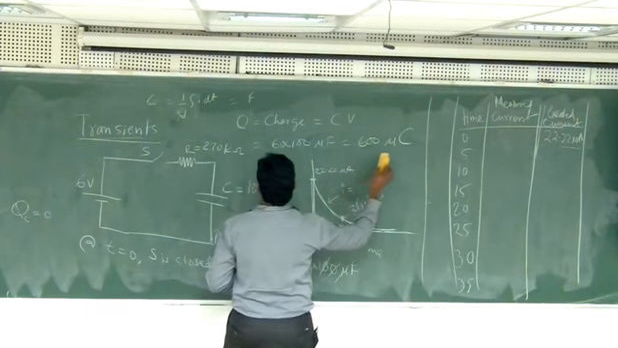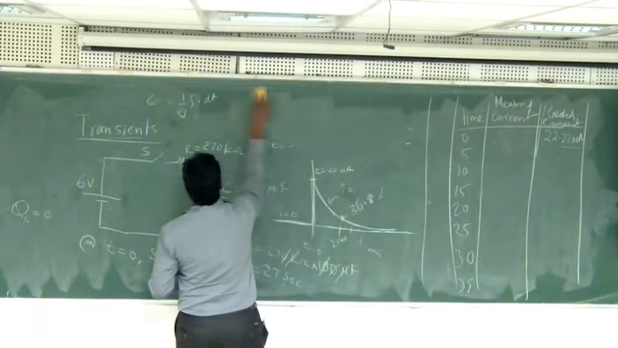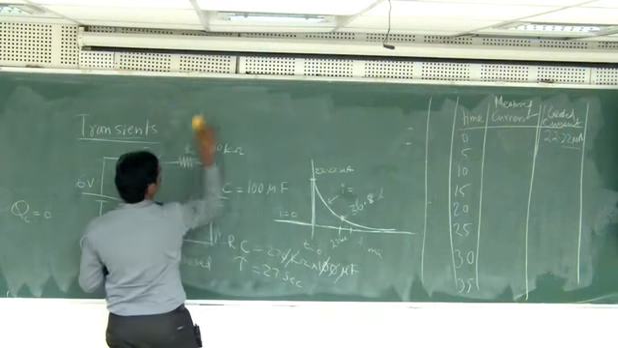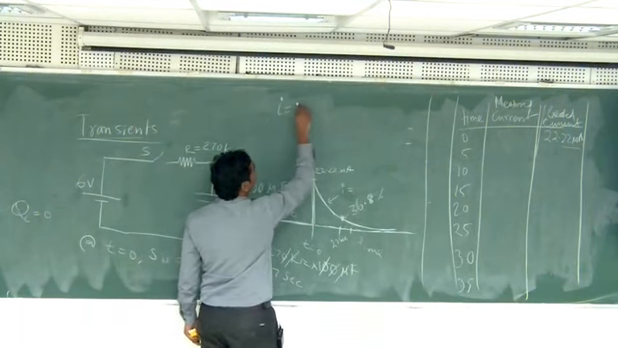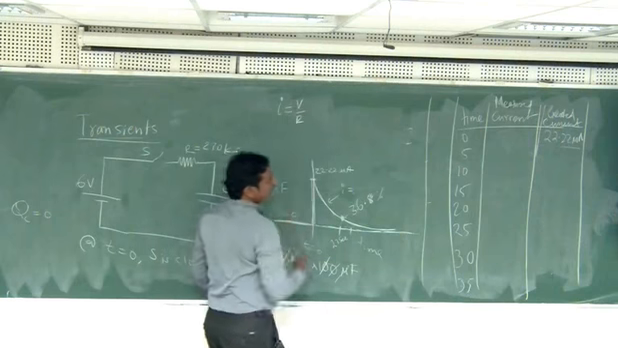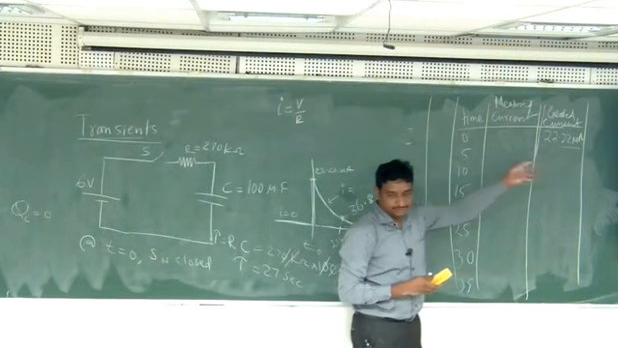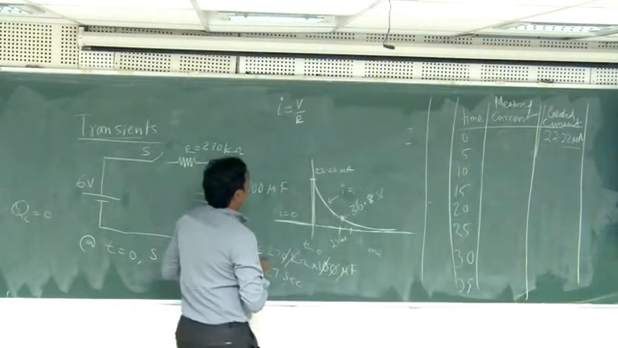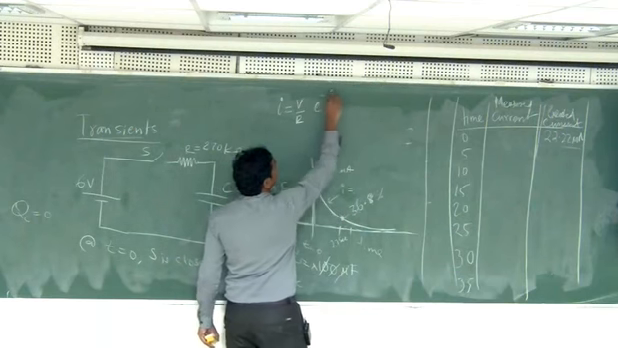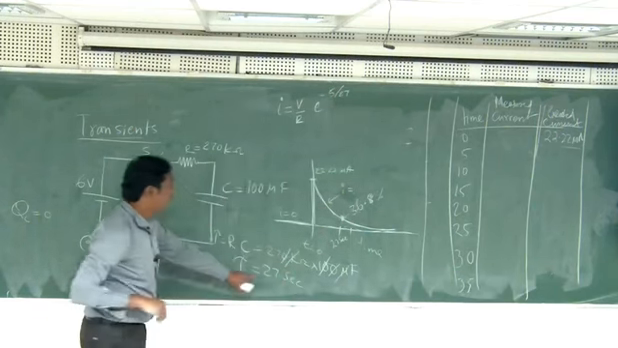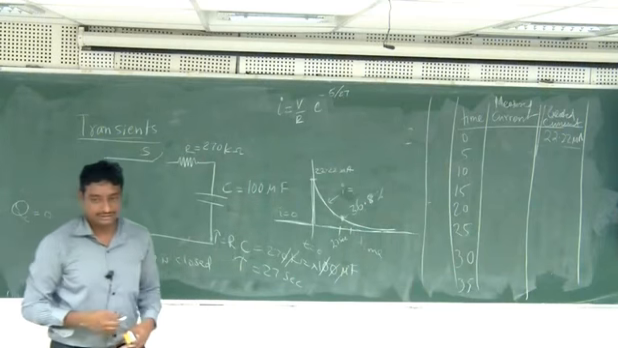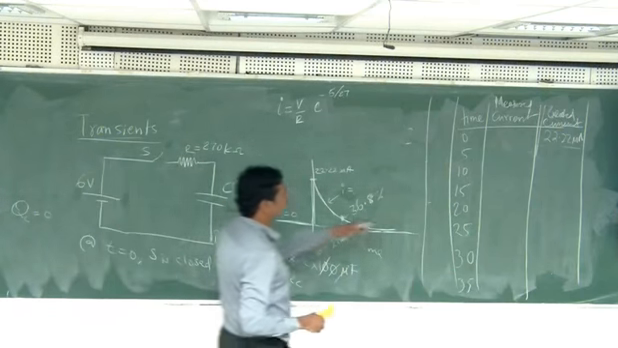So I'll write it here. I equals V by R. This is nothing but this value, 22.22 micro, times e to the power of minus 5 by 27. Was it 27? Yeah, so 27 is our tau, and 5 is the time, so I am substituting 5.